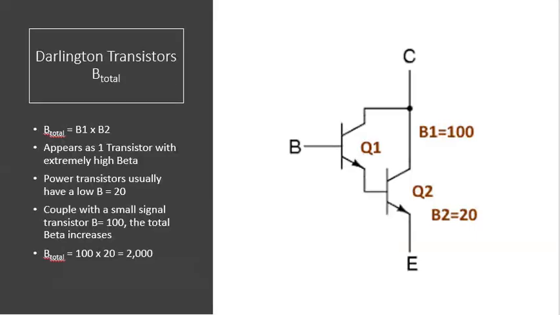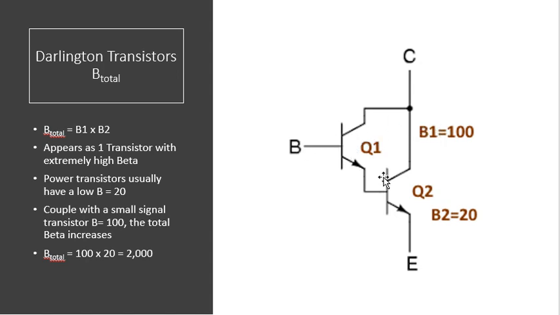Here's an example where we're using a power transistor. Power transistors have very low betas. Their job is to handle high currents, and one of the trade-offs is they end up with a low beta. Typically their beta could be anywhere from 5 to 20. 5, 10, 20 is very common. So we have a power transistor with a very low beta of 20, which means it doesn't have a very high current gain. What we could do is piggyback a smaller transistor like a 2N3904, a small signal transistor that has a high beta, like beta equals 100.